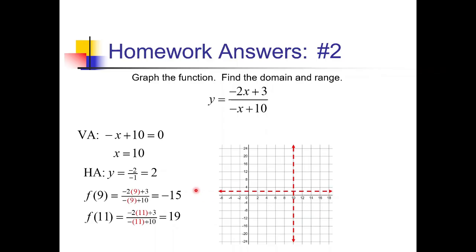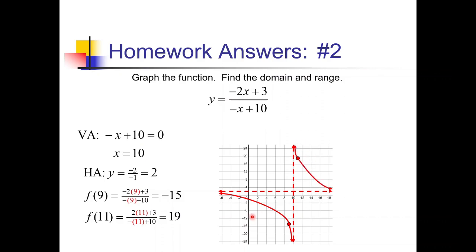Next, let me graph my points. So we've got 9, -15. So here's 9. Here is -15 right about there. And then we have 11, 19. Here's 11, and 19 is all the way up here near 20. So let me graph my lower left branch through that point, and graphing my upper right branch through the other point.